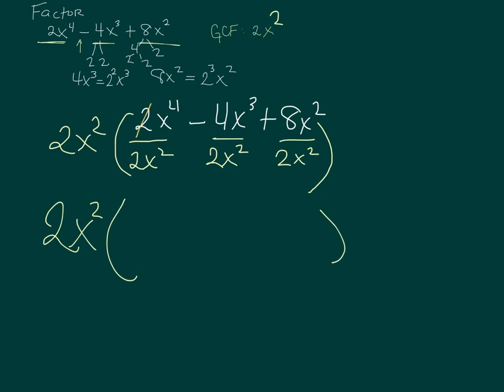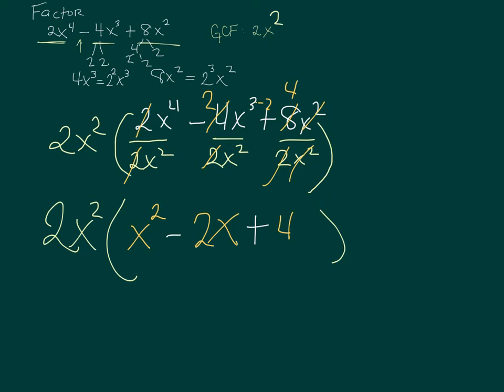So 2 divided by 2 cancels, and then x to the fourth divided by x squared is x squared. The subtraction stays. Then 4 divided by 2 is 2. And x to the third divided by x squared is the same as x to the third minus x squared, which is just x, right? So I can either use exponent rules or I can use simple cancel rules. They're the same thing in the end. And then here I've got 4. X squared divided by x squared just cancels.